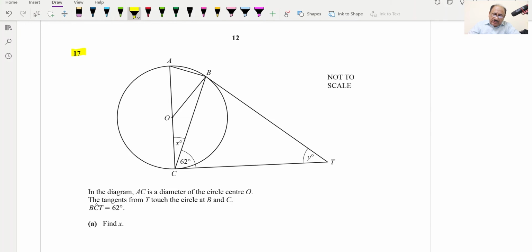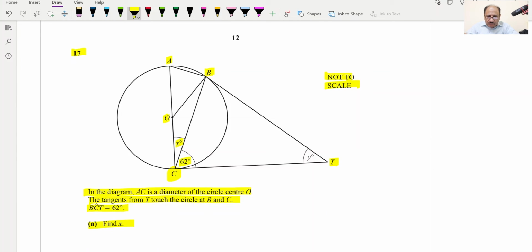Question number 17, diagram is not to scale. In the diagram, AC is a diameter of the circle center O. Center is this one, AC is this diameter. The tangent from T touches the circle at B and C. So B and this one is C. So angle BCT is 62. This angle is 62. Find the value of x. So x is required.